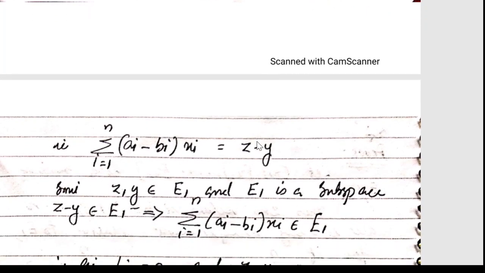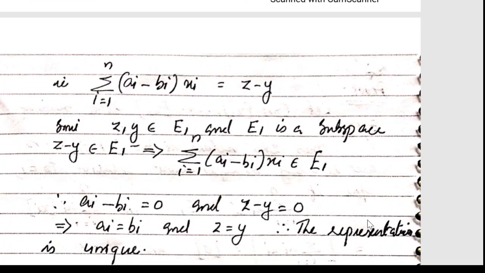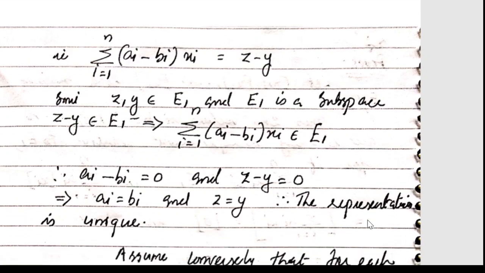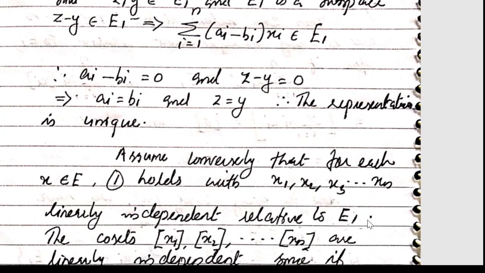z belongs to E1, y belongs to E1. E1 is a subspace, therefore we will say that this belongs to E1. So the sum over i equal to 1 to n of (ai minus bi) times xi belongs to E1. That implies ai minus bi is equal to 0 and z minus y is equal to 0, which implies ai is equal to bi and z equal to y. Such a representation is unique.